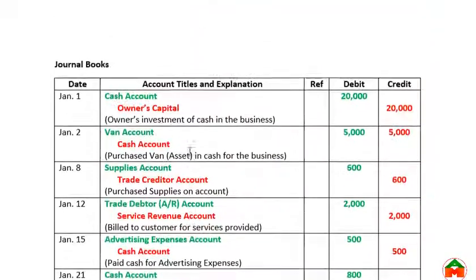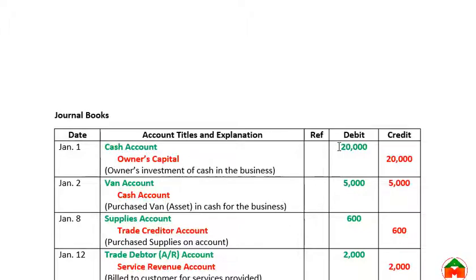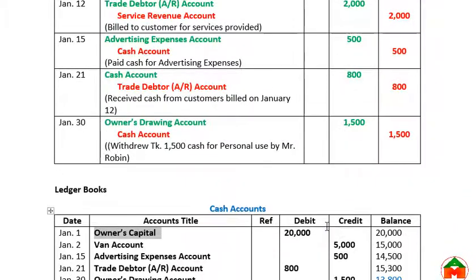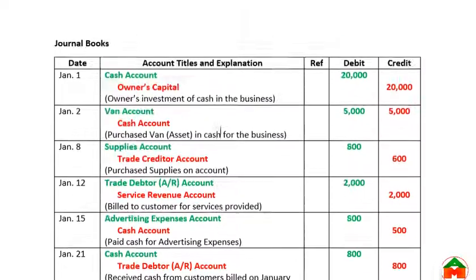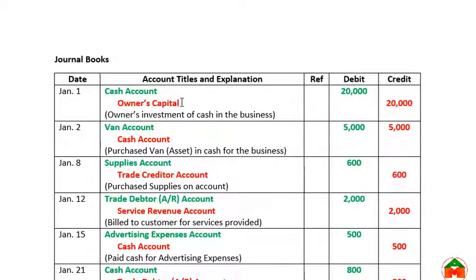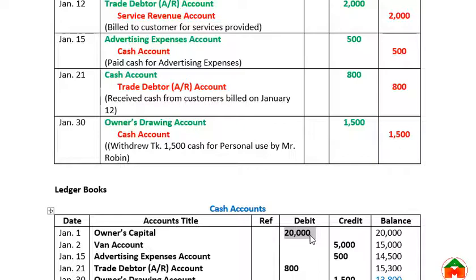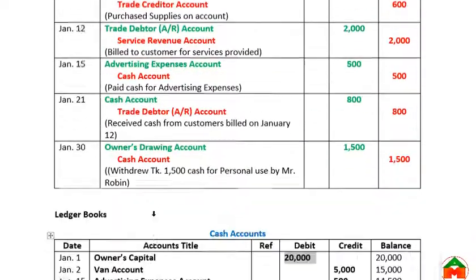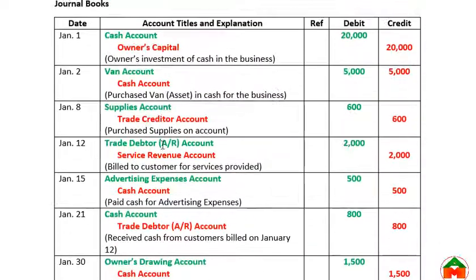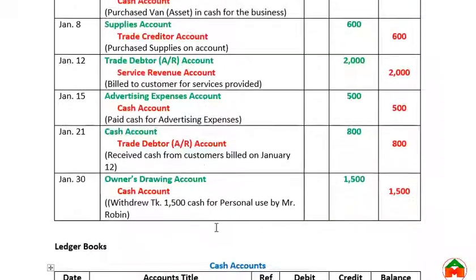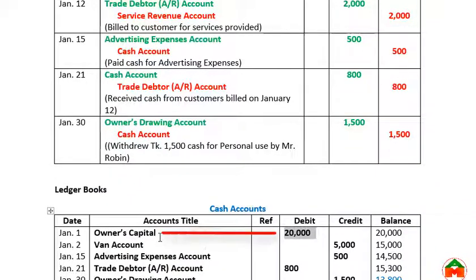That means here cash is debit. We have written the amount in debit side, but in the account title we have written the opposite name or accounts or item. Clear? Here cash is debit, amount is written in the debit side, and account title is written which was in the opposite side, that means owner's capital. Okay, so this is done only for one transaction.